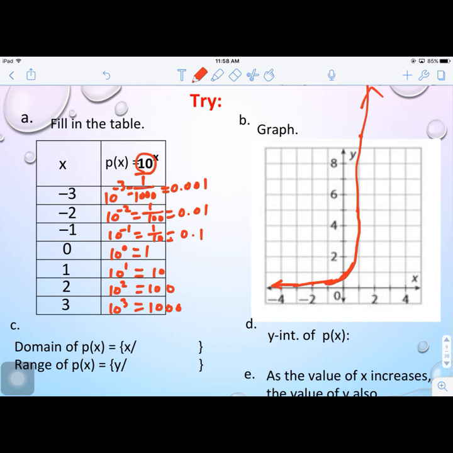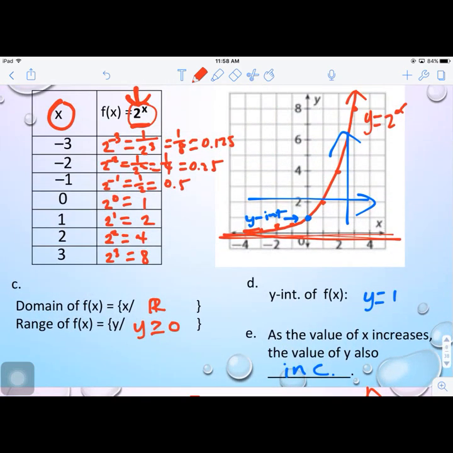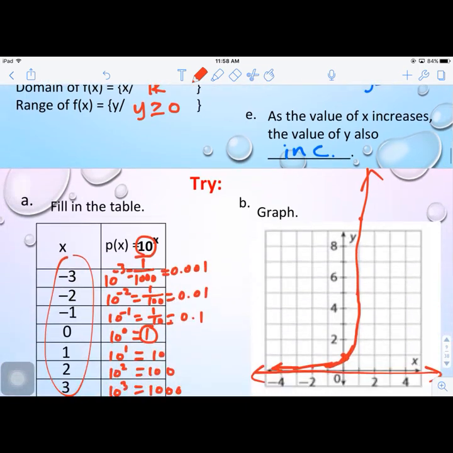So for example, the domain is still all reals because the numbers keep going. The graph is continuous left and right. So we're going to put all reals. The range, again, this graph is sitting above the x-axis. So we still say that y is greater than or equal to 0. The y-intercept, notice, when x equals 0 is the same as the last problem. When x equals 0, y is equal to 1.